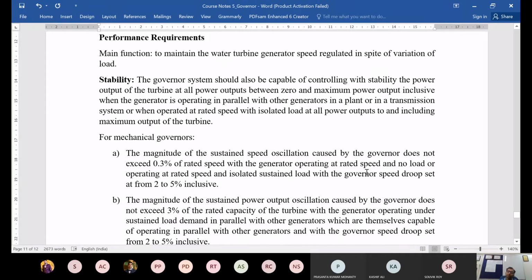So in either of these two conditions, if it is operating at no load or it is operating with a sustained load but in isolated mode, the oscillations resulting from the governor control action, the magnitude of the speed oscillation, should not be more than 0.3% of the rated speed. Suppose, for example, your synchronous generator has 10 poles and frequency is 50 Hertz, then what will be the rated synchronous speed?